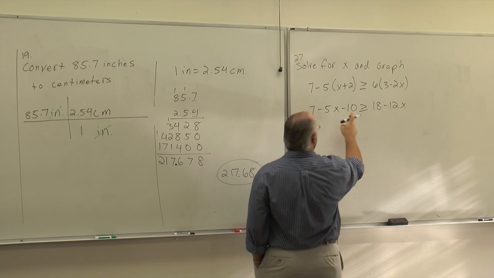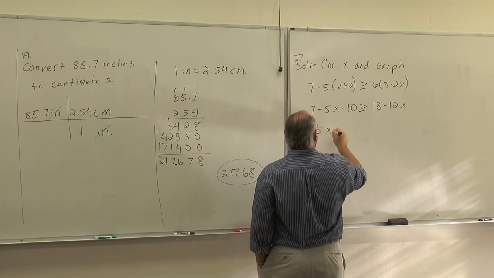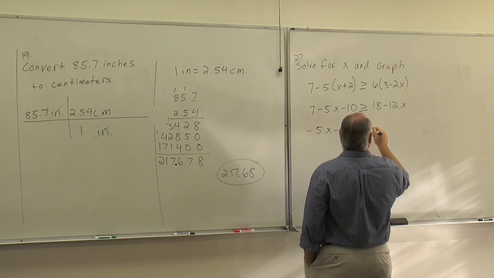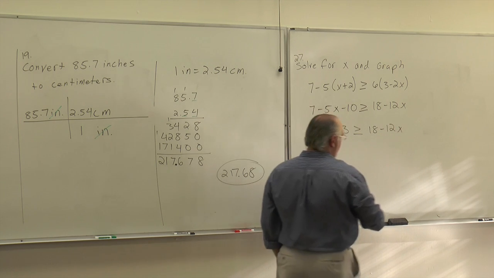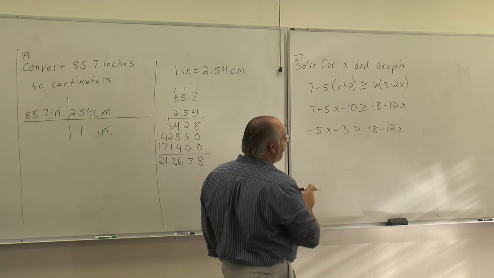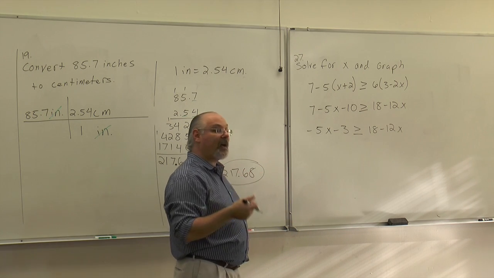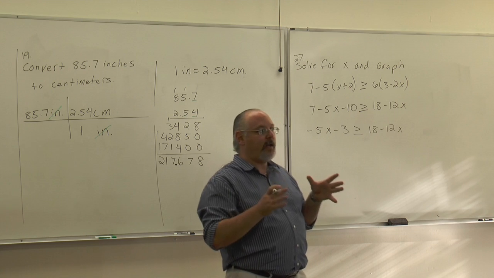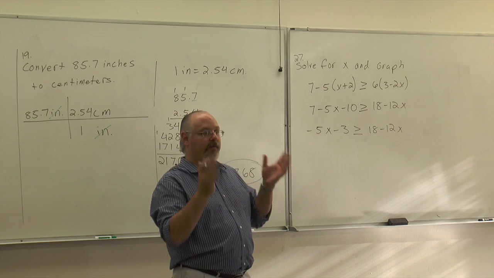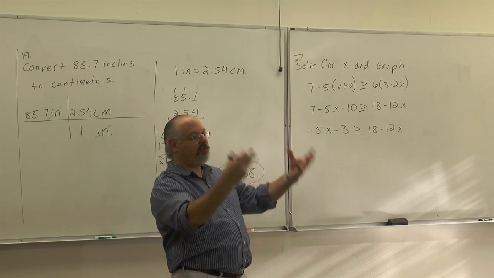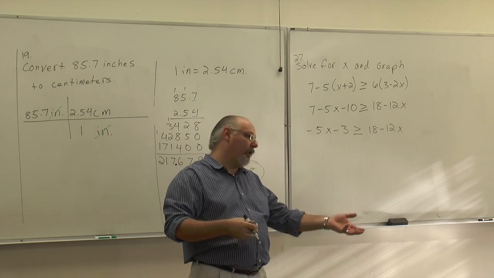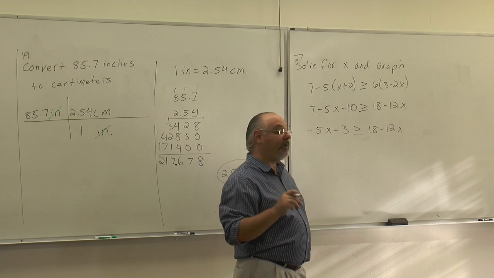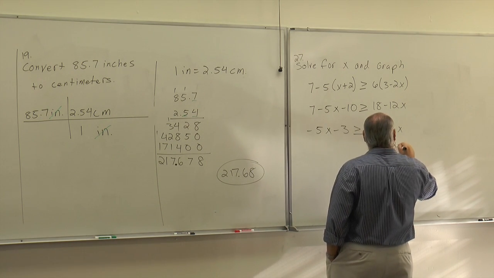Let's combine like terms here. We get negative 5x, and then 7 minus 10 is negative 3, is greater than or equal to 18 minus 12x. Now, when solving an inequality like this, I strongly recommend moving the variable to the left-hand side. Because when you read an inequality, you always want to have it in terms of your variable first. X or Y or Z is greater than, less than or equal to, whatever, and then some number. Very strongly recommend that. If not, you can get the graph very, very wrong. So I'm going to add the 12x.